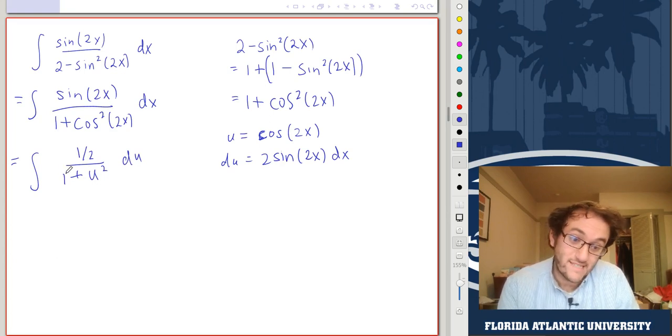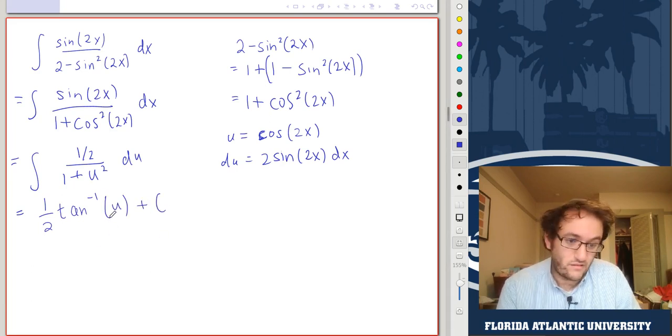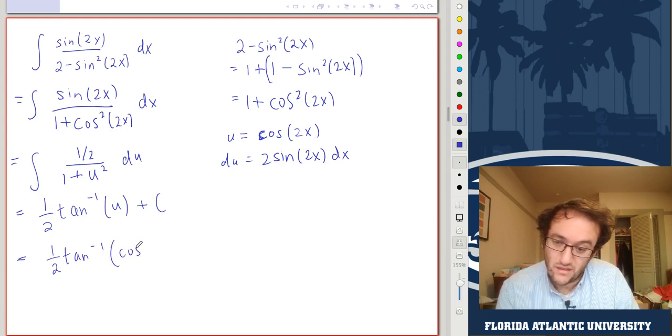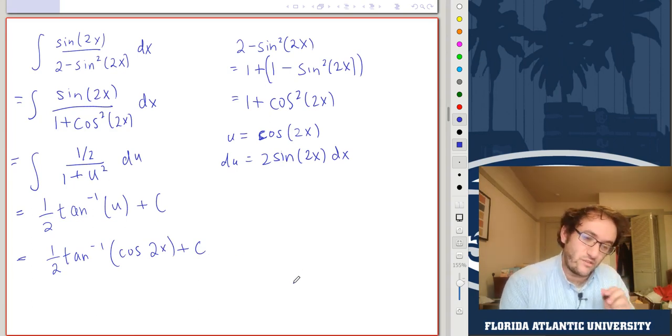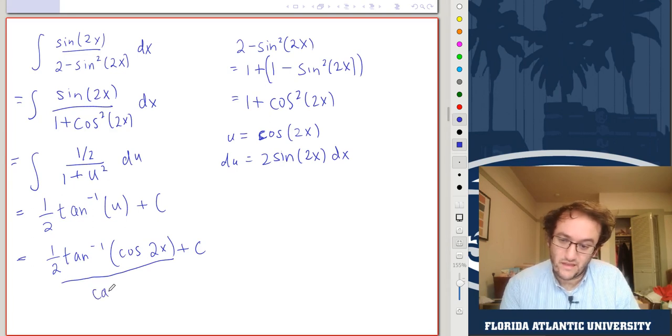Okay, and we recognize this integral. This is the integral that gives us arctangent. Okay, so we have negative 1/2 arctangent of u plus c. And because we had u equals cosine 2x, this becomes negative 1/2 arctangent of cosine 2x plus c. And here you might start trying to draw right triangles to figure out if there's any way to simplify this relationship, but it turns out this is the simplest way to express it. This cannot be further simplified.